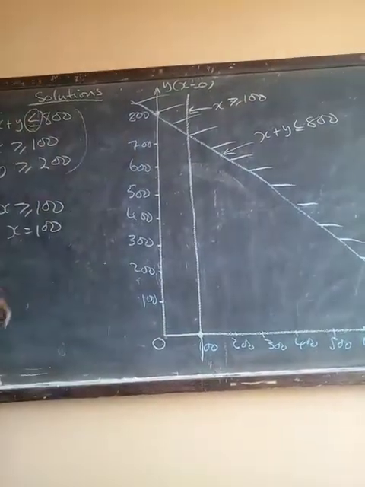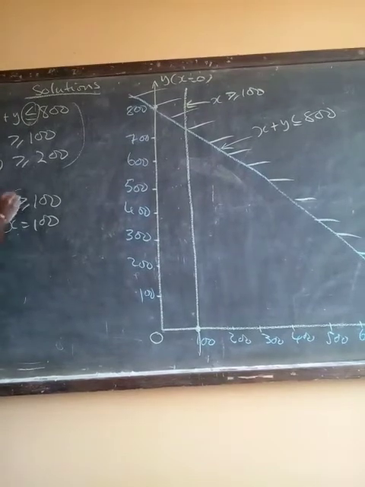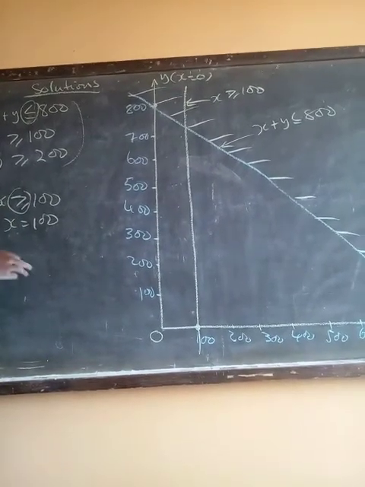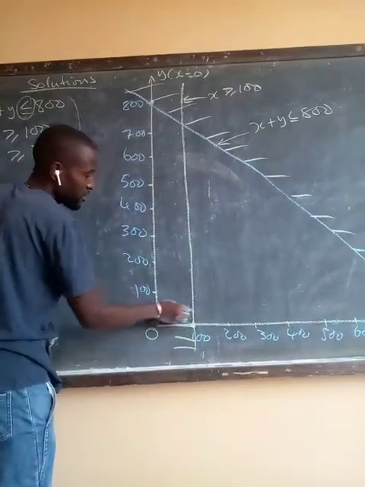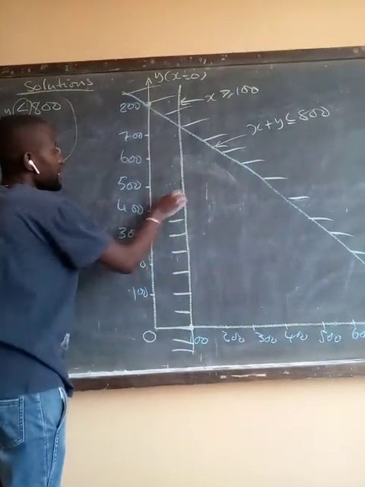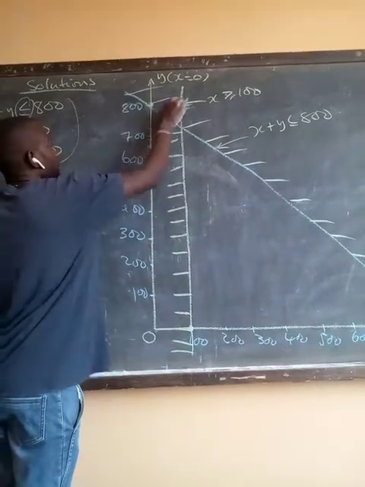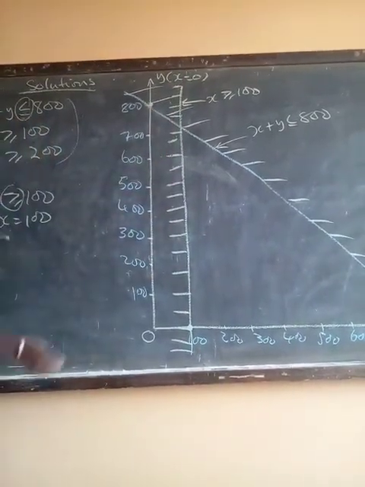Now you shade the side. Look here. This symbol is greater than or equal to, meaning they don't want numbers which are less. So these are the numbers they don't want. You shade them off. You shade these numbers which are less than 100. We just want greater numbers. Then this one you are done.